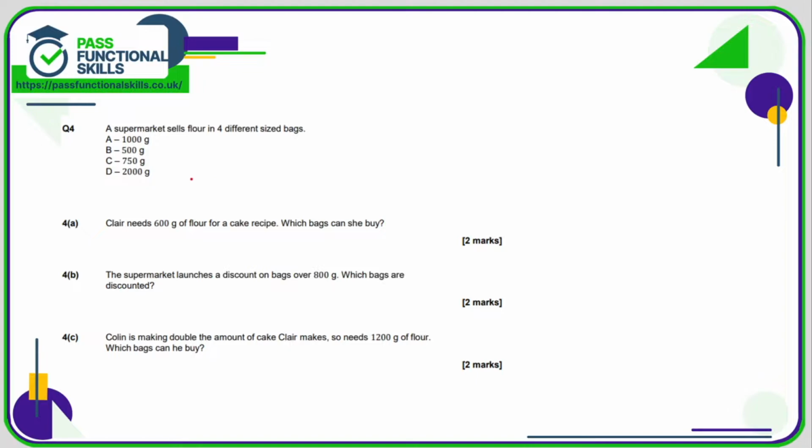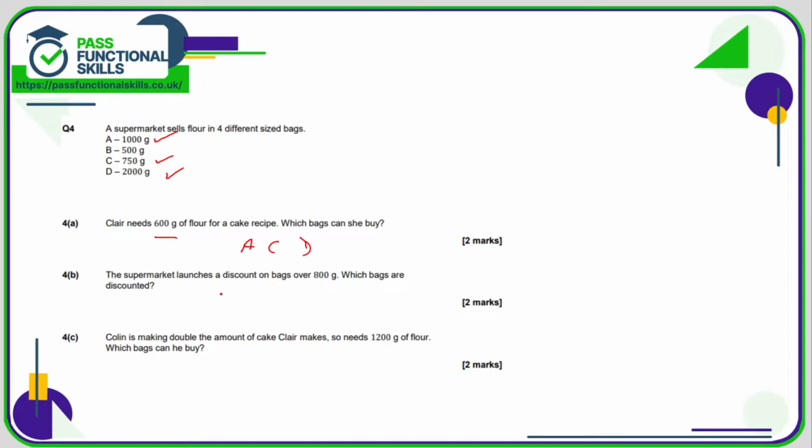So we're told that a supermarket sells flour in different quantities: 1,000, 500, 750 and 2,000. So if Claire needs 600 grams, then she can buy bag A, she'll have plenty left over. She can't buy bag B because that's not enough, but she can also buy C and D, so she can buy all of them with the exception of B.